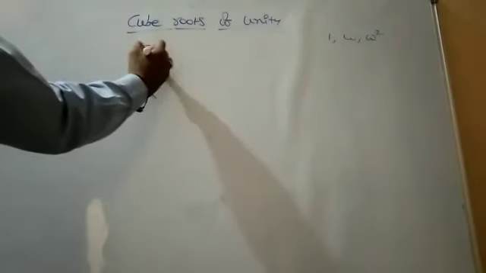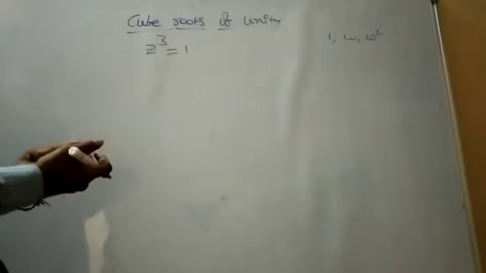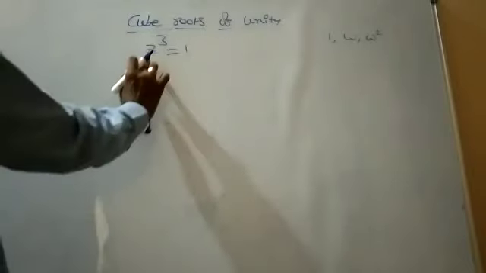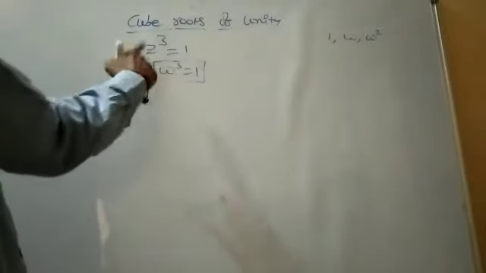Properties of cube roots of unity. Okay. That is z cube is equal to 1. Yes. 1, omega, omega square are the roots that must satisfy the given equation. Okay. 1 cube is equal to 1, satisfying. Omega cube is equal to 1. This is the most important property. Omega is also a root. Omega satisfies the equation. That is omega cube is equal to 1.